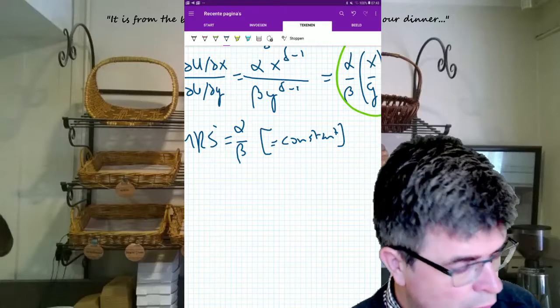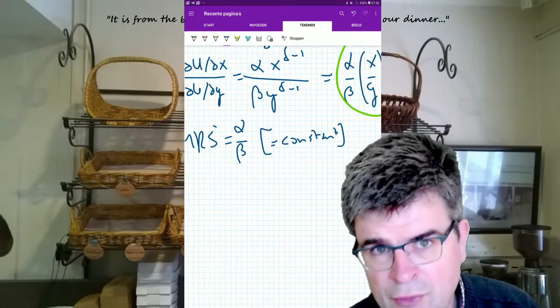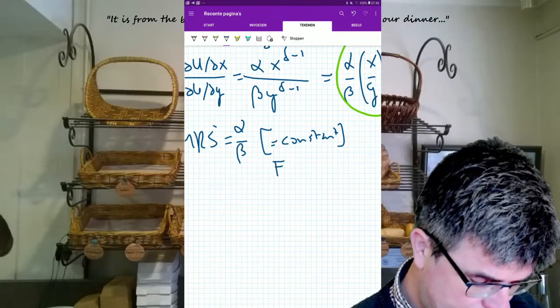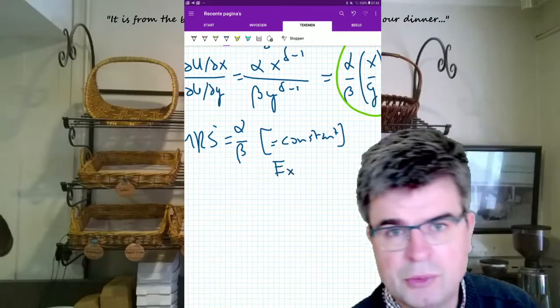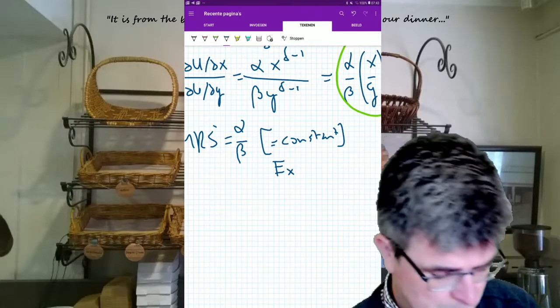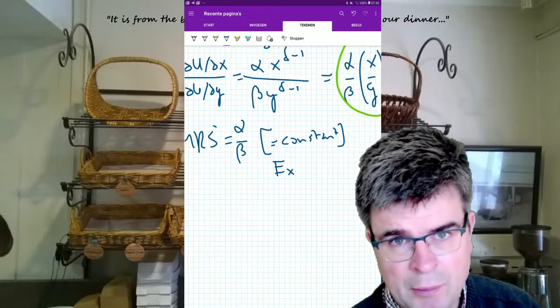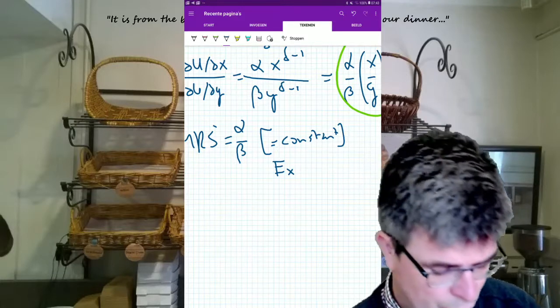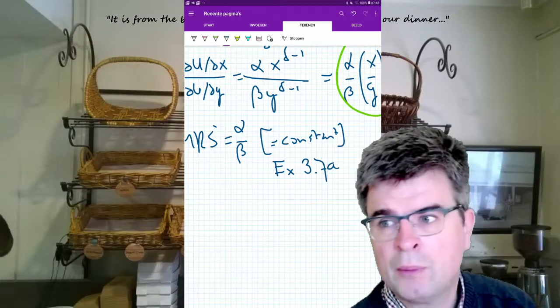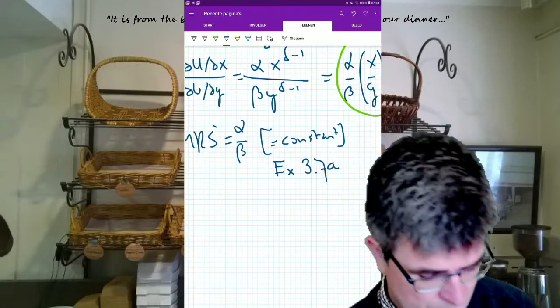And if you really want to check this, in the previous exercise in 3.7, in A, we had the case with perfect substitutes, and we also found that the marginal rate of substitution was constant, namely equal to 1/3 always. So you can compare this to your outcomes in exercise 3.7a.